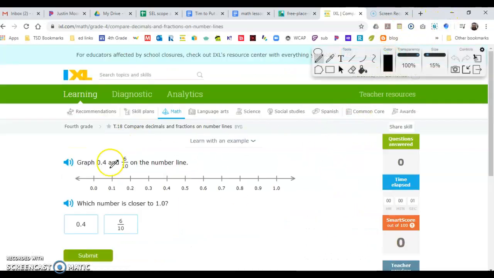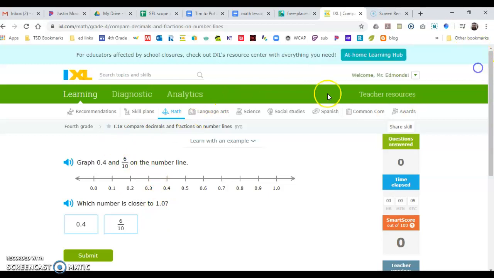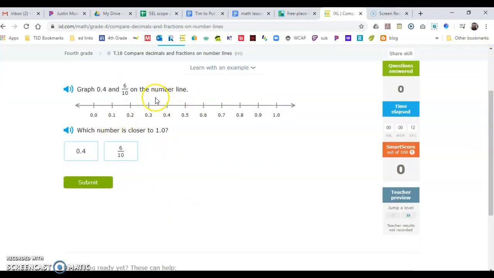On this level, all you're going to do is now you're being presented with a fraction and a decimal. So here's our decimal, here's our fraction. Just like before, in a previous level, you're going to go through and you're going to graph both numbers. So graph 4/10, graph 6/10. And remember, if you read this fraction as 6/10, and you read this one as 4/10, if you read those out loud to yourself, you'll see them on the number line right here. Then ask which number is closer to 1 or 10/10. Well, here's 10/10. 6/10 is closest.